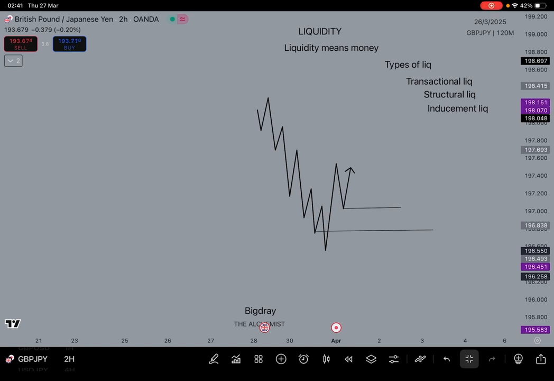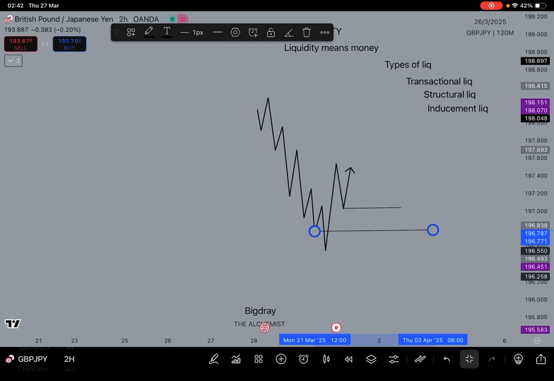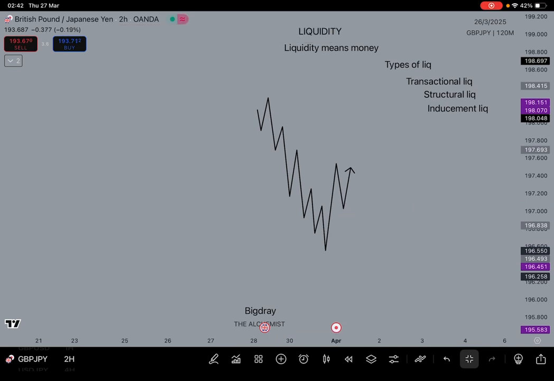First pullback, you always monitor the first pullback after your market structure shift. If the first pullback is touching it, that's your structural liquidity. If it's not touching it, it's something else. So that is about structural liquidity. Let me show you an example on chart.